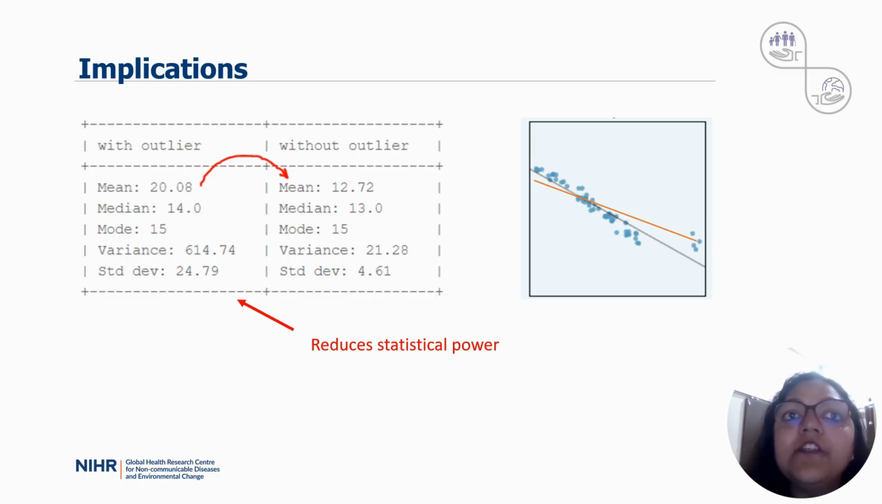You can see the change that this causes in the standard deviation. The standard deviation reduces from 24.79 to 4.61, which is almost a 6 times reduction. This has implications on the power of the study. The more the variability, the lower is the power. If you calculated the power of your study based on a lower standard deviation, this might have implications on the power of the study to detect the effect that you want to.